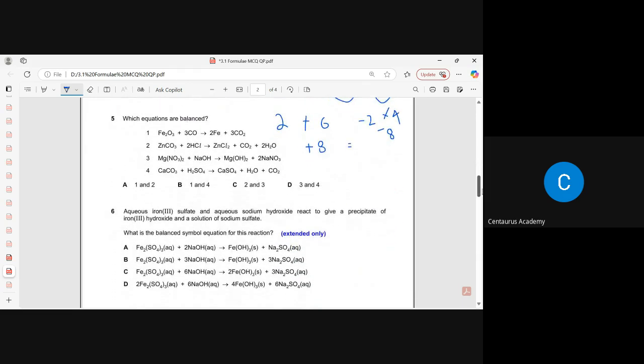Moving on to the next one. Which equations do you think are balanced? I think this is a repeated question. Look at the next one. Aqueous iron 3 sulfate and aqueous sodium hydroxide react to give a precipitate of iron 3 hydroxide and a solution of sodium sulfate. What is the balanced symbol equation for this reaction? Is it A, B, C, or D?